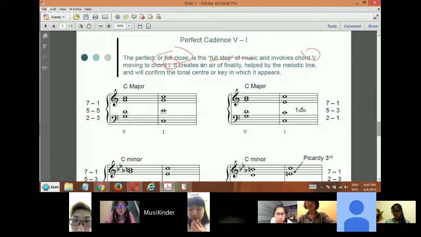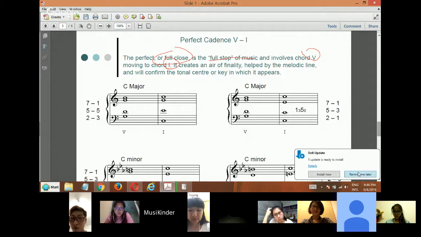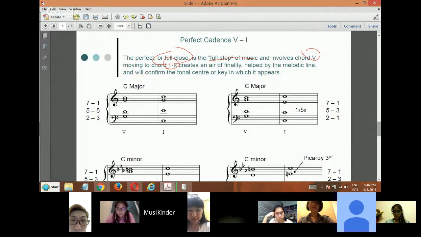It has two functions. First of all, if it's in the beginning, this chord 5, shown by my cursor, going to chord 1, helps to establish a key. And if it is used at the end, you can see that the 5-1 will end the music. It will create an air of finality with the help of the melodic line. It can be re do or ti do. It can end well.